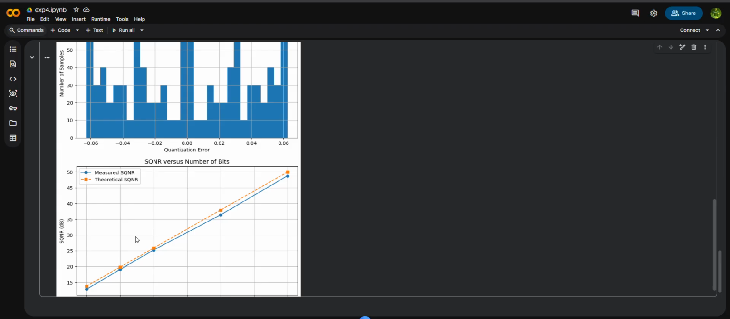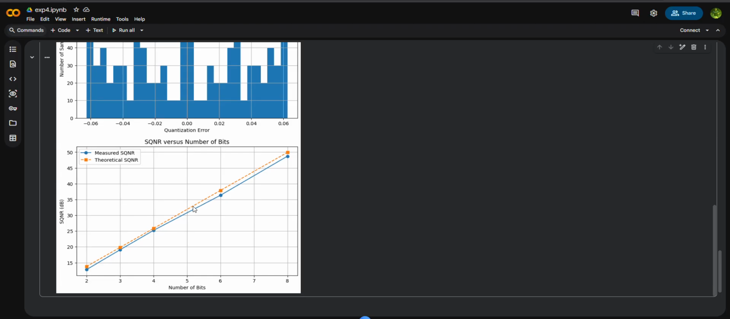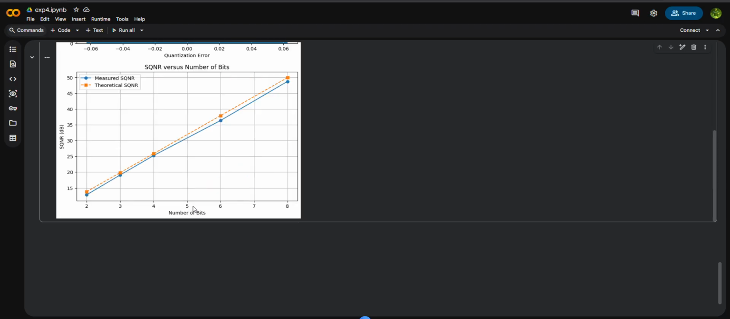Now, we will see the MSE and SQNR. We calculate the mean squared error, or MSE. MSE measures the average power of the quantization error. It is the average of the squared values. Next, we calculate SQNR, whose formula is 10 log10 of P signal by P error. A higher SQNR means better signal quality and less quantization error.